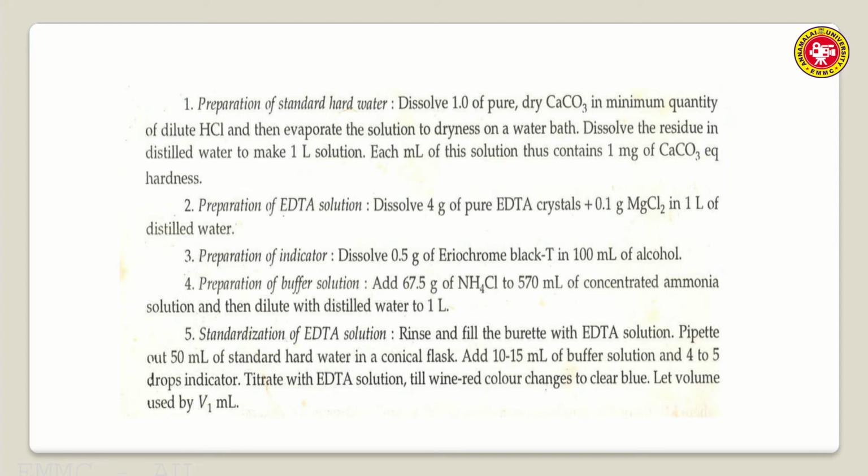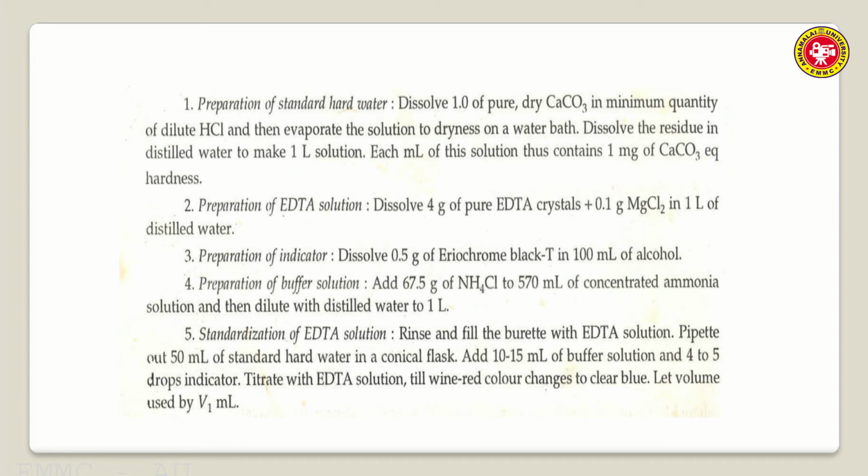So for maintaining the pH, we have to add some buffer solution, and that solution we also have to prepare. That is prepared by taking 67.5 grams of ammonium chloride and 570 ml of concentrated ammonia. The remaining is water, distilled water. Then the fifth step is standardization of EDTA. Now we are going to standardize the EDTA. For that you have to take EDTA in the burette.